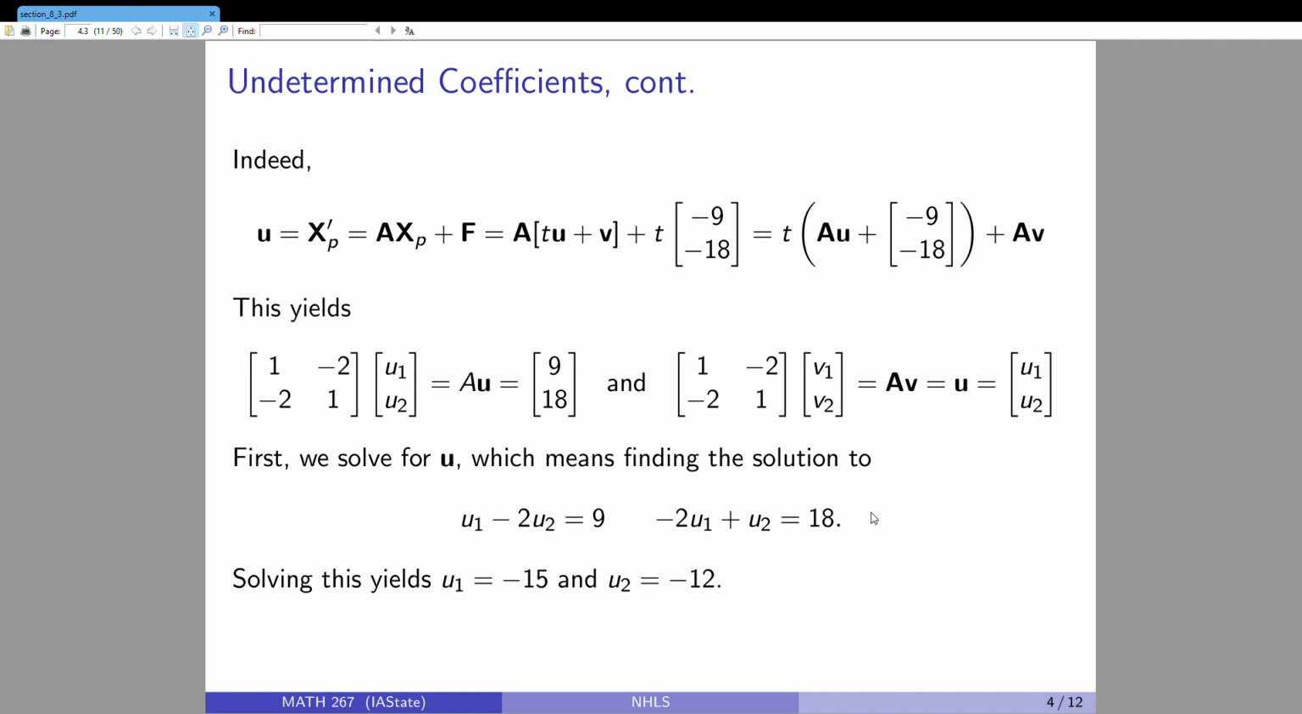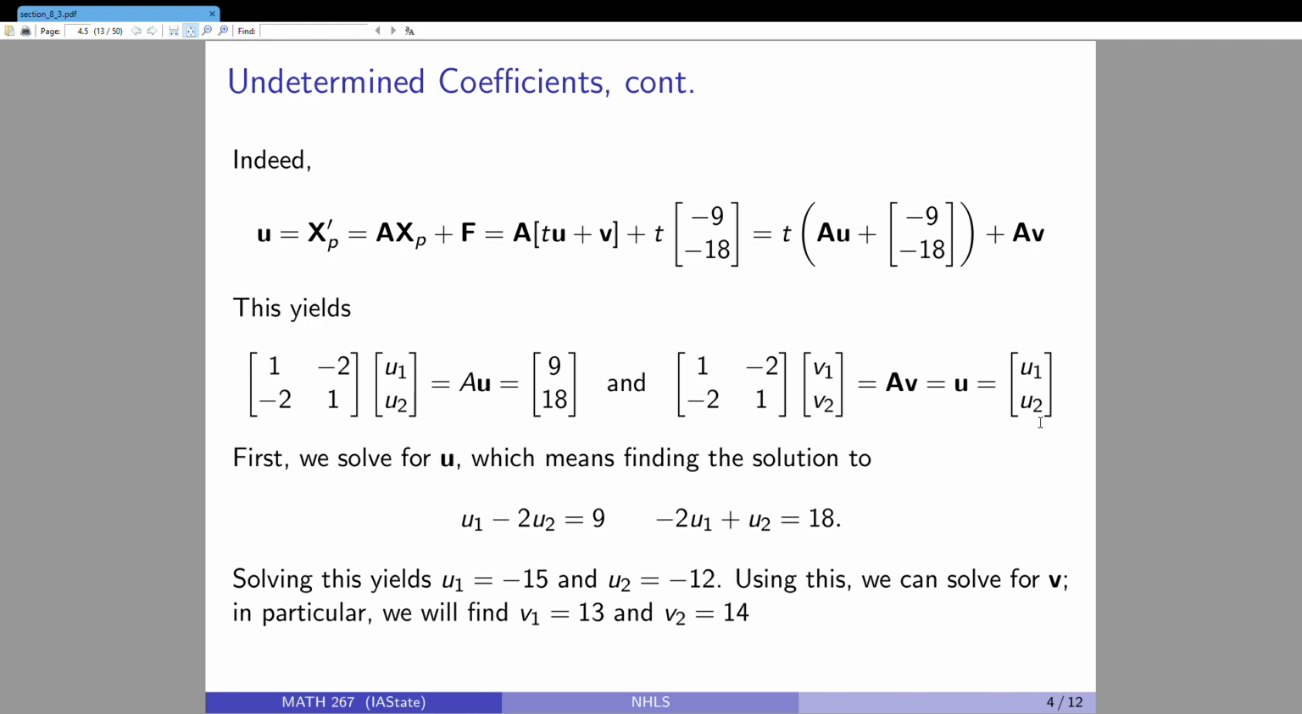All right, and then here you could solve U1 and U2. U1 is negative 15, U2 is negative 12. And then we do the same thing, plug that into the second matrix equation right here. We now know what U1 and U2 are, and we can use that to solve for V. Specifically, you'll find that V1 is 13 and V2 is 14.